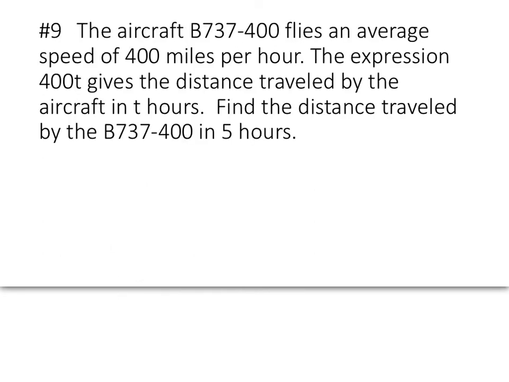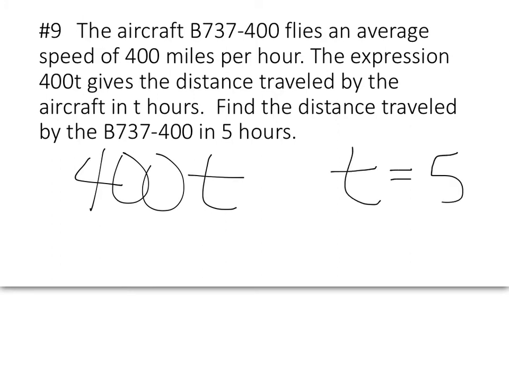Alright, the aircraft B-737-400 flies an average speed of 400 miles per hour. The expression 400t gives the distance traveled by the aircraft in t hours. Find the distance traveled by the B-737-400 in 5 hours. So we're going to take our 5 hours, that's what t is. We're going to plug it into the equation here, and figure out the distance traveled in 5 hours. So you have 400t, and they want to know what happens when t equals 5.